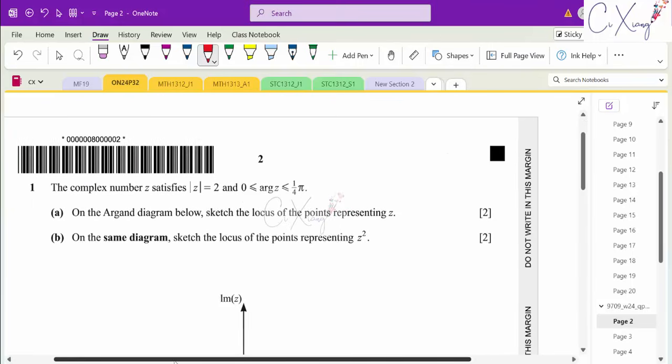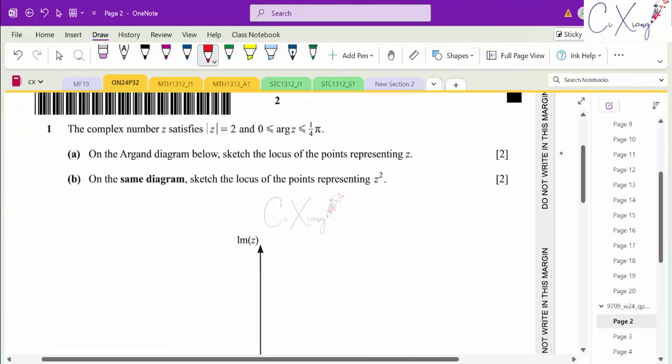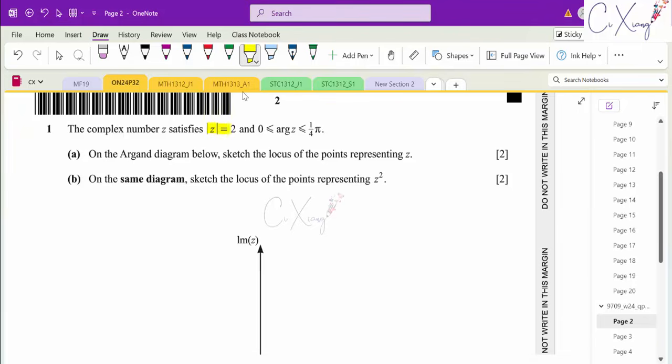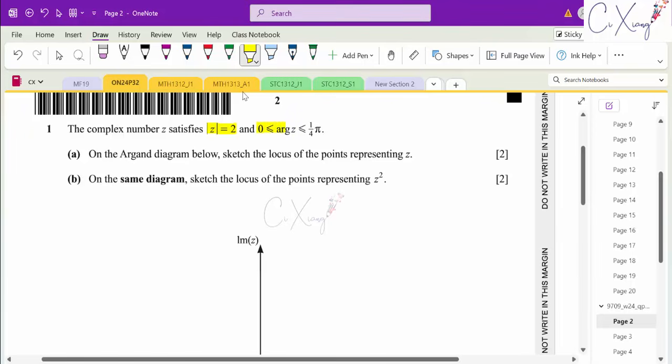We are given the complex number that satisfies all these equations and inequalities. So we are having modulus z equals to 2. We are having the argument of z between 0 and pi over 4. So part A, on the Argand diagram below, sketch the locus of the point representing z.